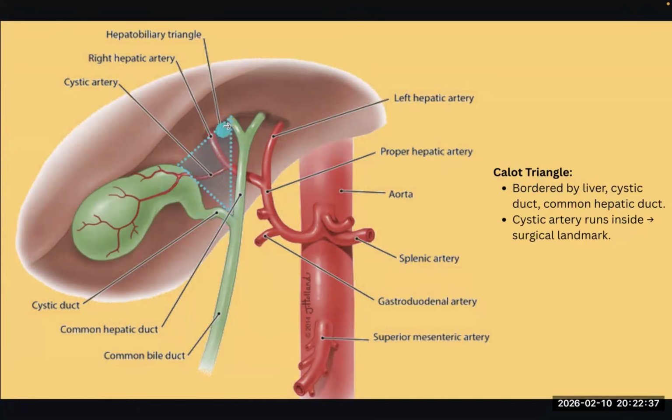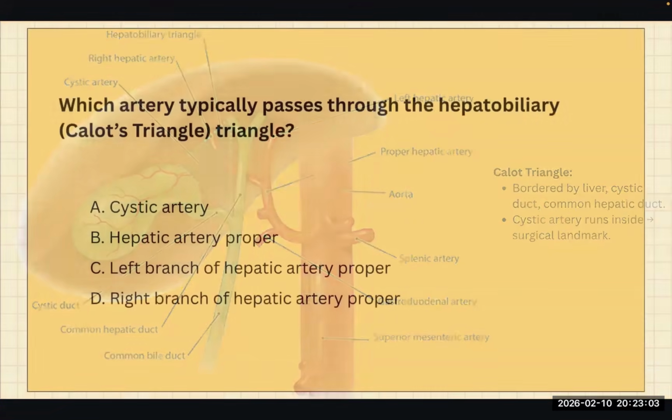You need to know its borders as well. So you can see over here, the first border is the liver. The second is the common hepatic. And then the third is the cystic duct. Okay, so again, liver, common hepatic, cystic duct. And what goes in it? The cystic artery. Okay? All right.